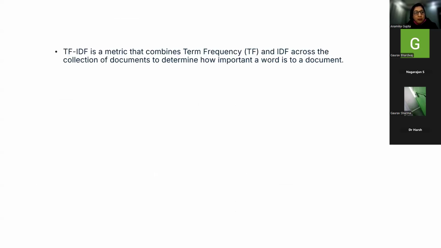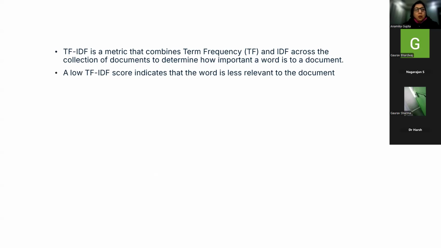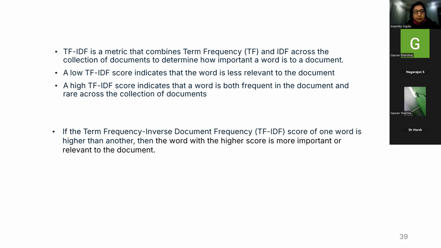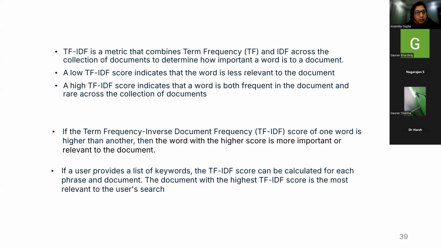I'm just repeating what I have told. TF-IDF is a metric which combines term frequency and IDF across the collection of documents to determine how important a word is to a document. A low TF-IDF score means the word is less relevant to the document. High means the word is both frequent in the document and rare across the collection of documents. So it checks both things: frequency in the same document and rarity among the collection of documents. I think I have told enough about this. So this was about TF-IDF, a very important technique for vectorization of documents.